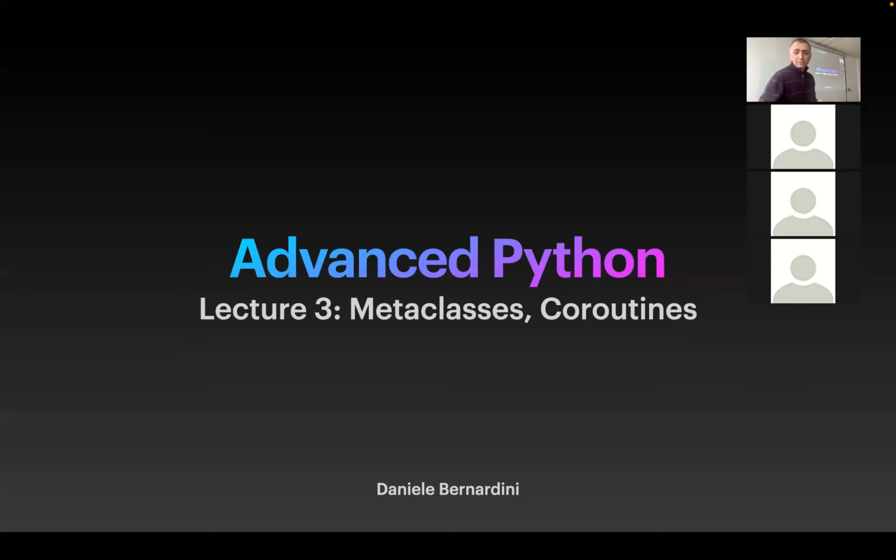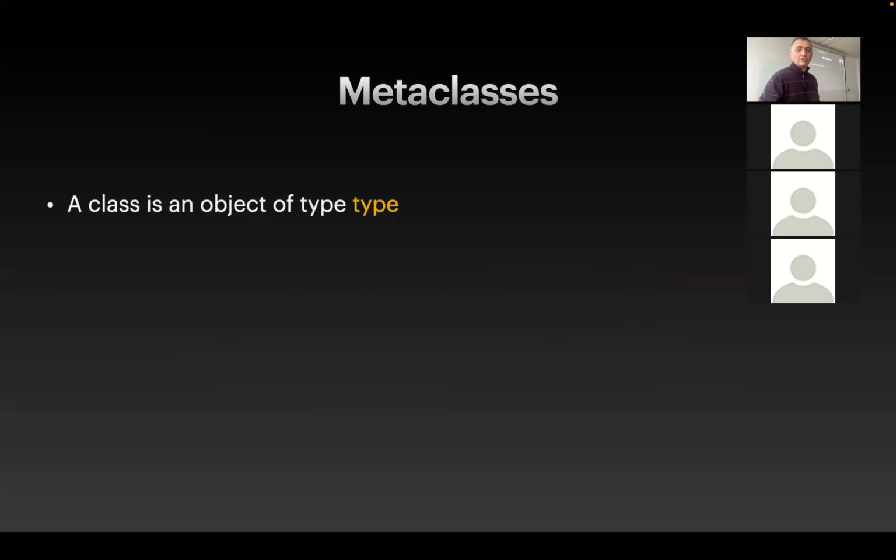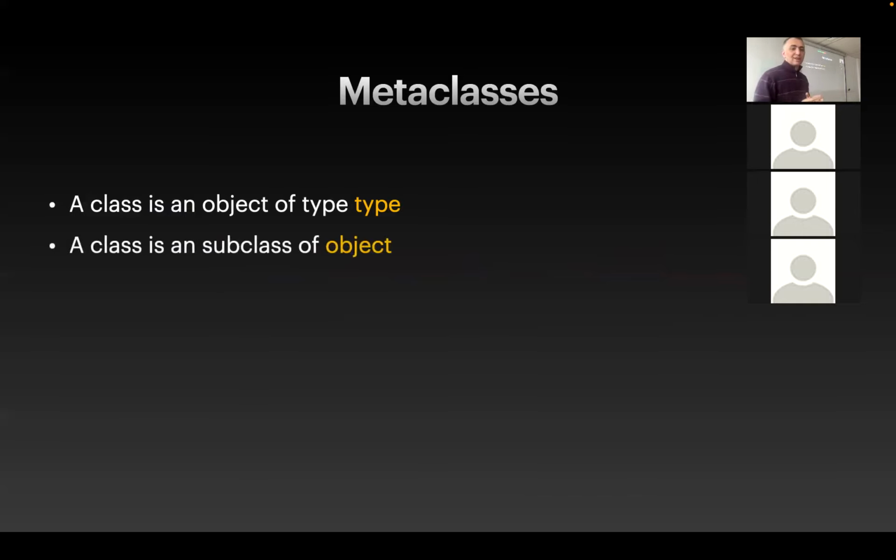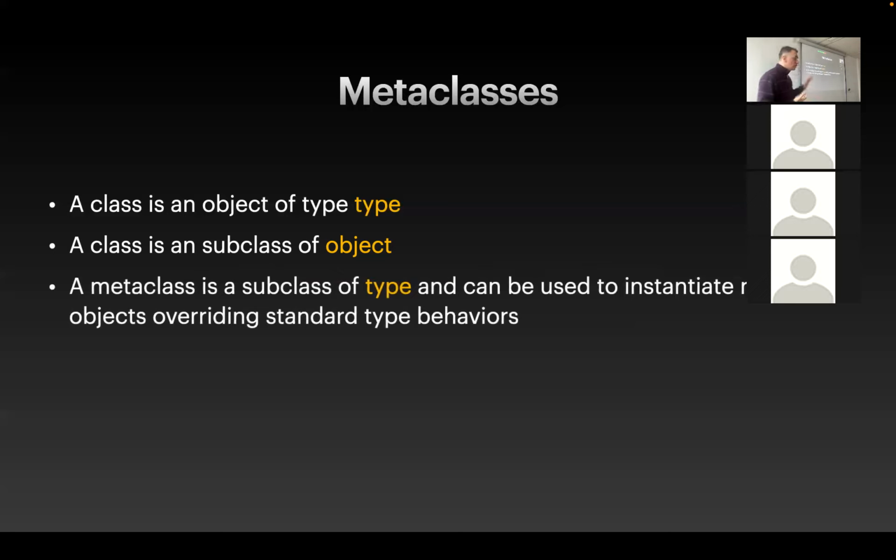But before we go into that, a quick recall of what metaclasses are, right? So a class is an object of the type, right? A class is an object and its type is type. And a class is a subclass of object. So if you want to create a class for classes, you have to subclass type. That's basically what metaclasses are, right? A metaclass is a subclass of type and can be used to instantiate other objects, overriding the standard type behaviors.